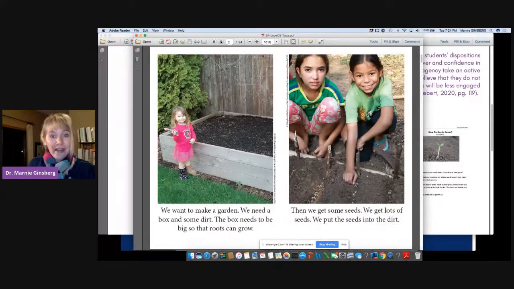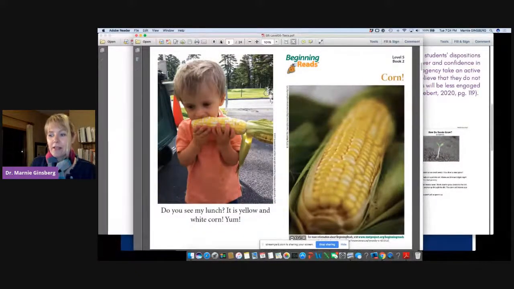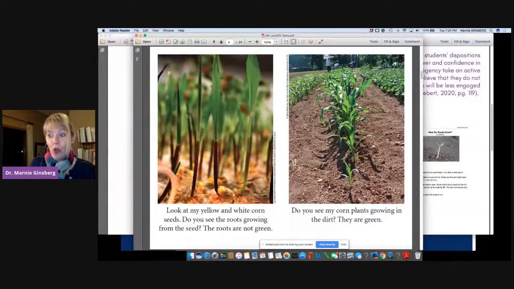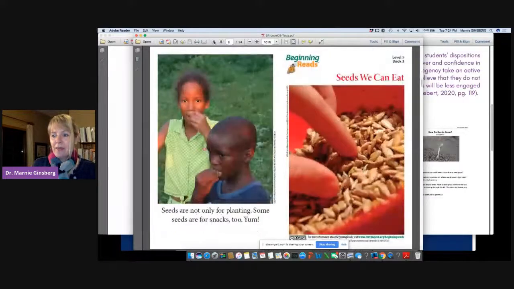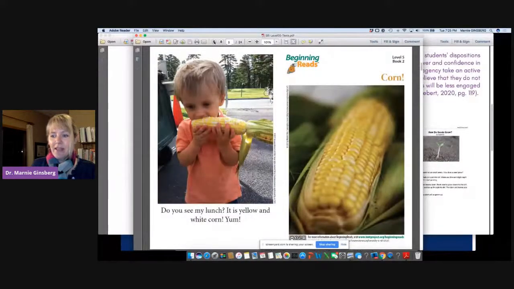But it's not just reading that one. You keep reading on this theme. Here's one on corn. It's going to have some of the same terms. We've got grow, we've got seed, and now we have the word green added multiple times. The roots are not green. Do you see my corn plants growing in the dirt? They are green. And up above, yellow and white. So you've got a couple of color words in there.